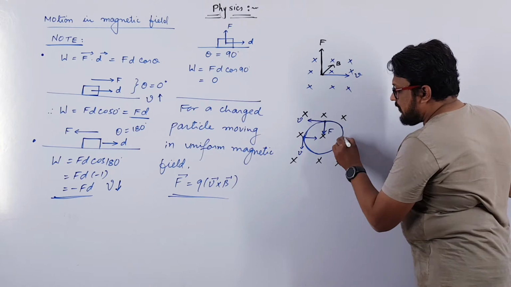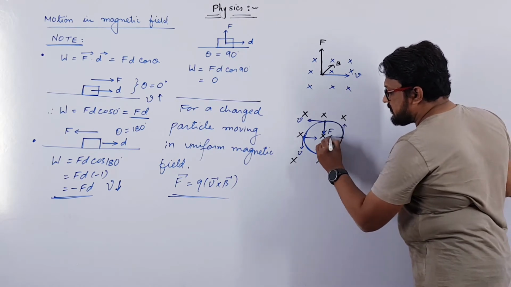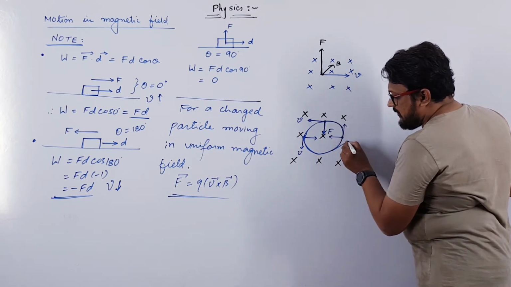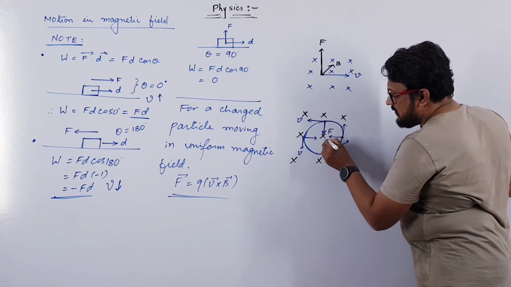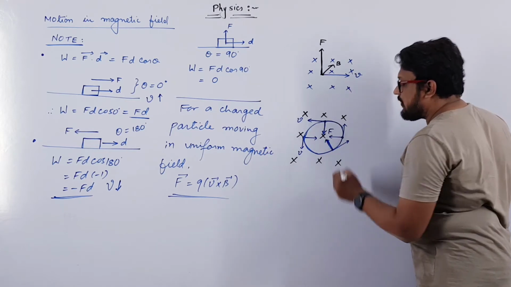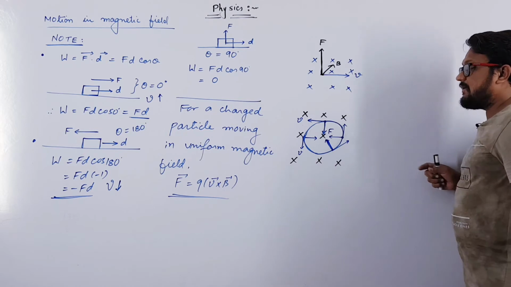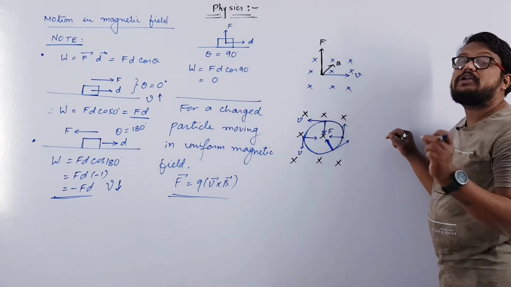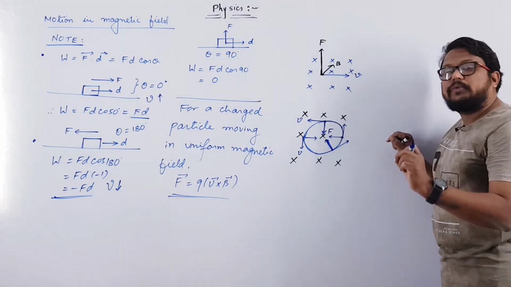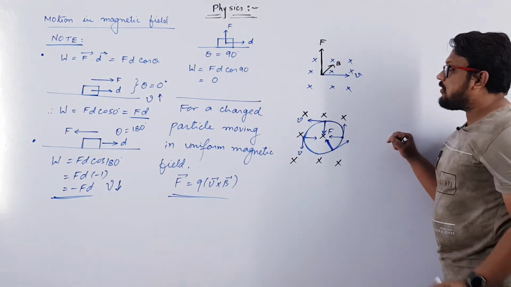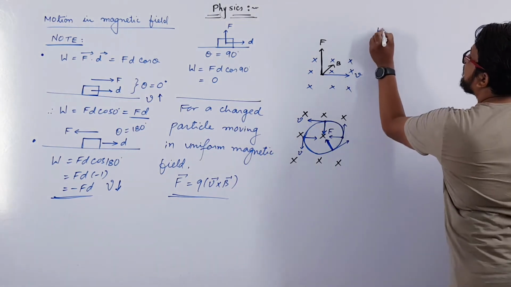So here if velocity is in this direction, force will be towards this direction. Here velocity will be in this direction, force will be towards the center. So in all these cases, force will act towards the center. So when a charged particle is moving in a uniform magnetic field perpendicular to it, it will always perform a circular motion.